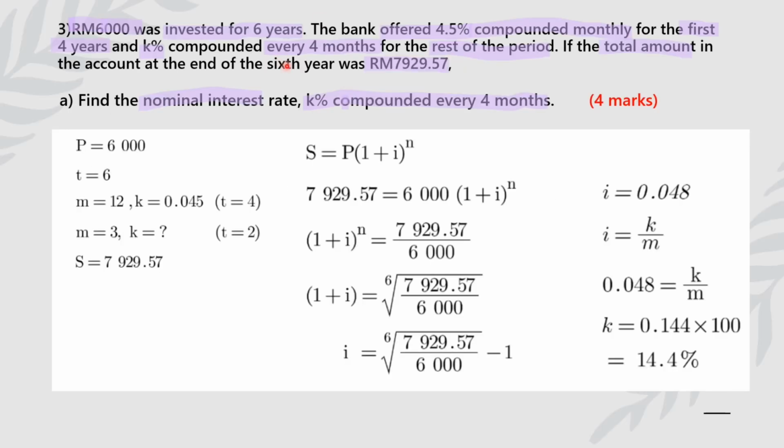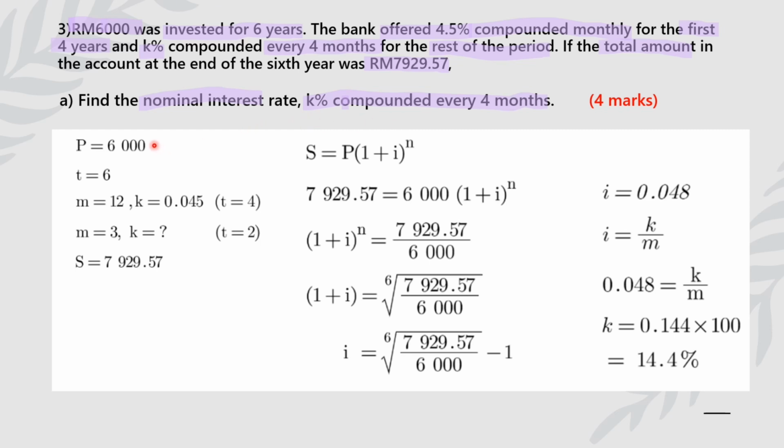Then question 1, number 3. 6,000 ringgit was invested for 6 years. The bank offered 4.5% compounded monthly for the first 4 years and K% compounded every 4 months for the rest of the period. If the total amount in the account at the end of the 6 years was 7,929 ringgit 0.57 cent. A. Find the nominal interest rate, K% compounded every 4 months.